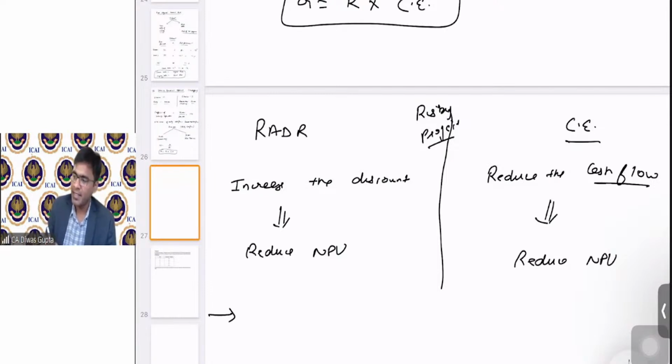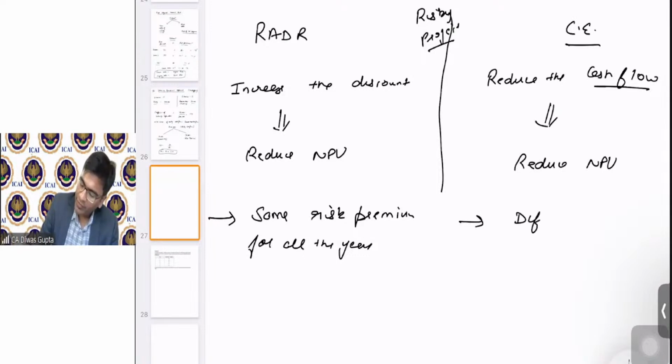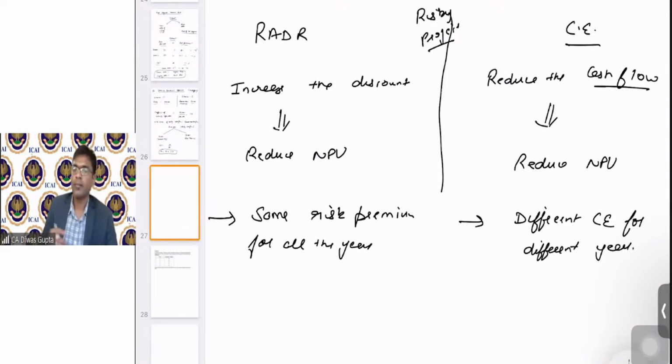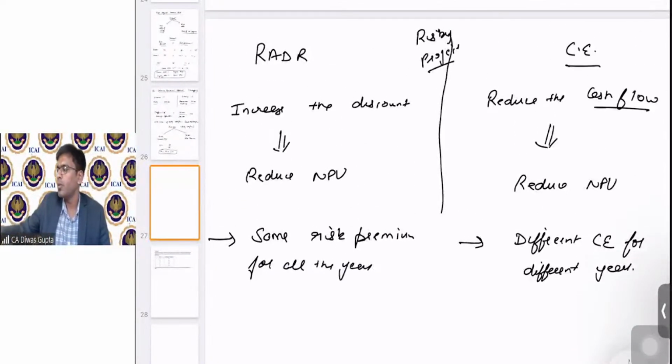But RADR has a limitation. It assumes the same risk premium for all the years. But CE can have different certainty equivalents for different years. So there is a limitation there, which I have just now told all of you: in CE, you can assume different certainty equivalents for different years, while RADR has the same risk premium, and hence realistically RADR is not used, but CE is used.